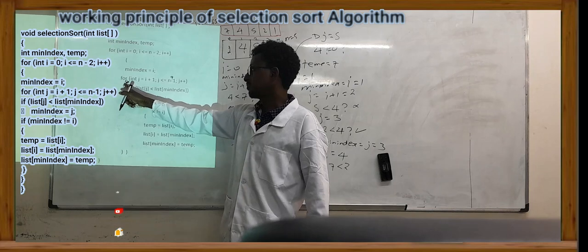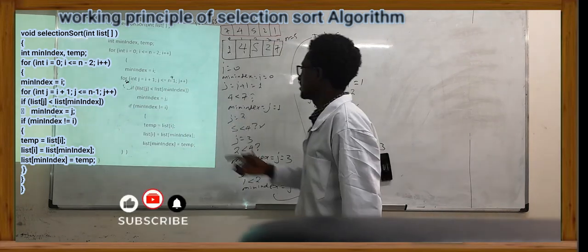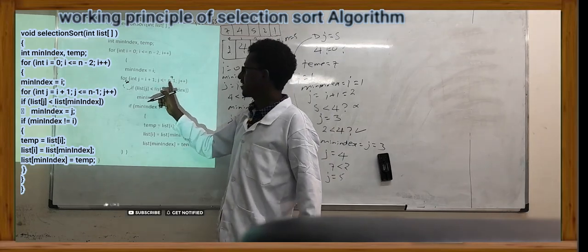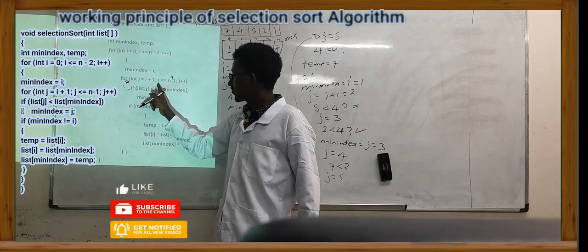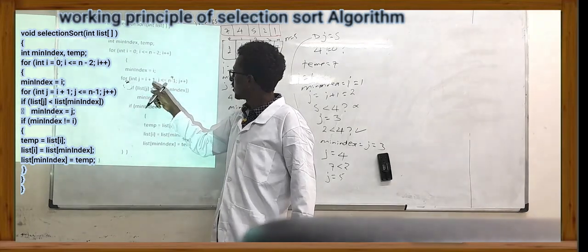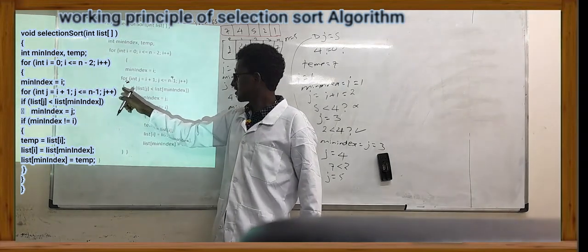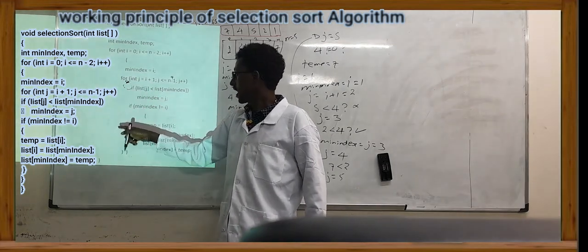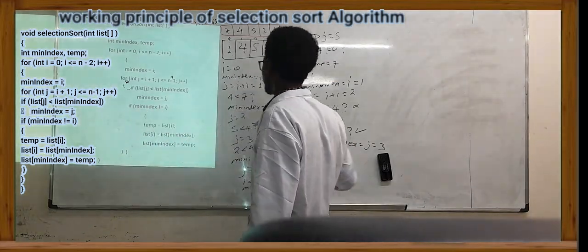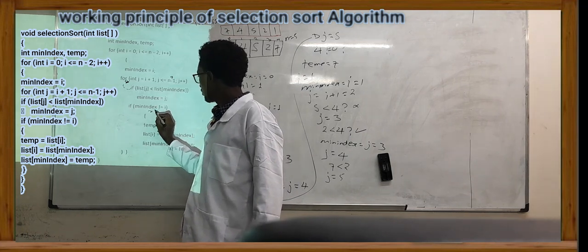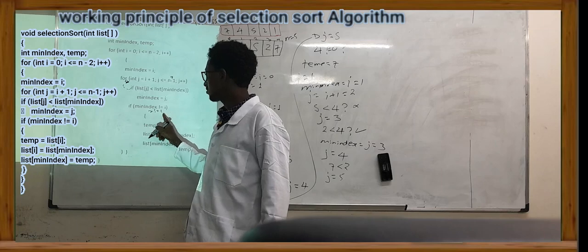Again, update the value of j. J is equal to 5, and check the condition. 5 less than or equal to 4? J is 5. Wrong. If this statement is wrong, we pass without executing the statements of the for loop and move to here. And here, what's the min index? 3. 3 not equal to i, which is 1. 3 not equal to 1? True.